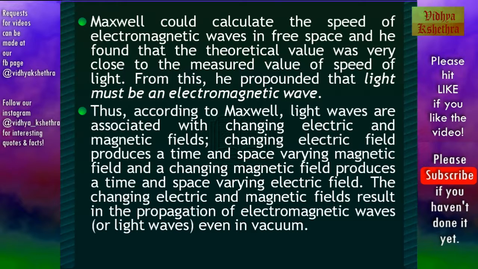Thus, according to Maxwell, light waves are associated with changing electric and magnetic fields. This changing electric field produces a time and space varying magnetic field, and a changing magnetic field in turn produces a time and space varying electric field. The changing electric and magnetic fields result in the propagation of electromagnetic waves, or light waves, even in vacuum.